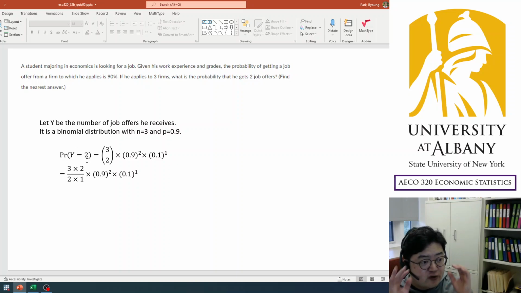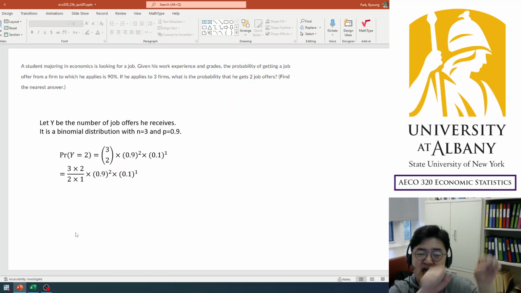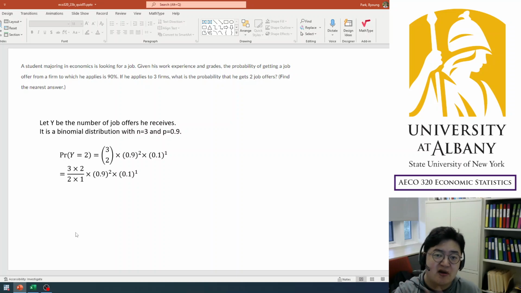And then you have to think first about the possible number of combinations. When you apply to firms A, B, C, there are this many combinations. You could get offers from A and B, or B and C, or A and C. So in the end, it is simple. There are 3 possible combinations, which is verified by the combination rule.